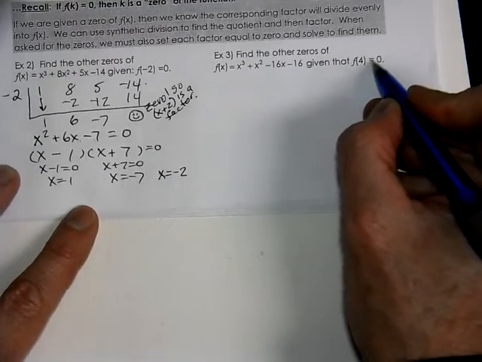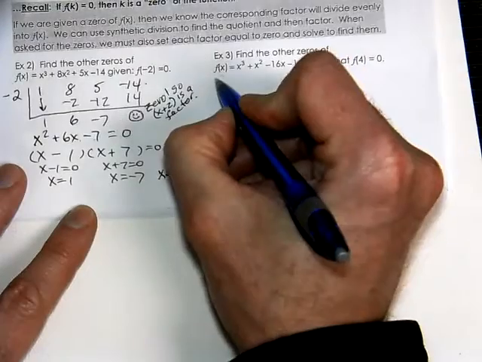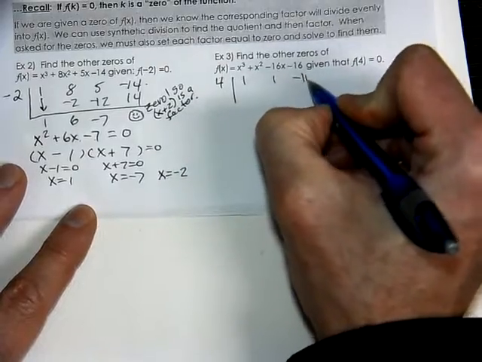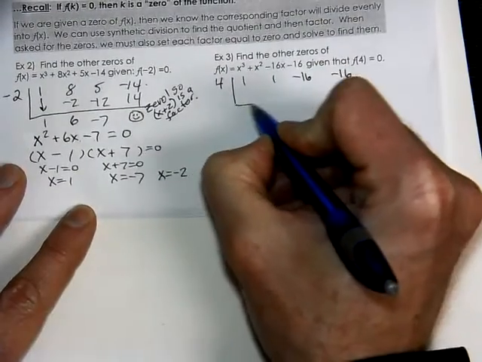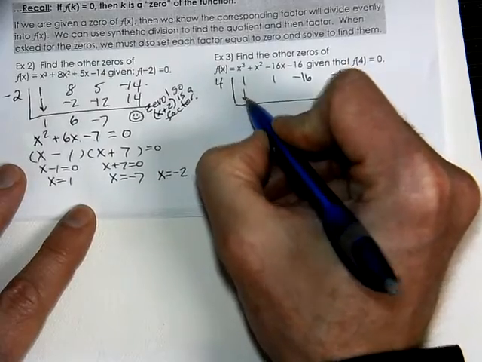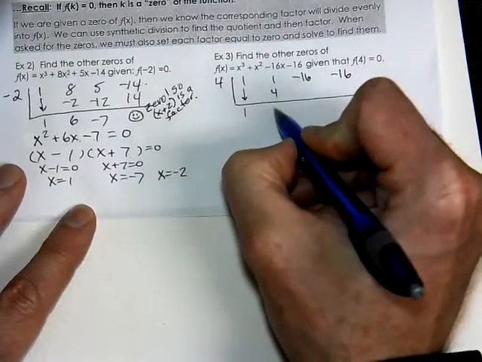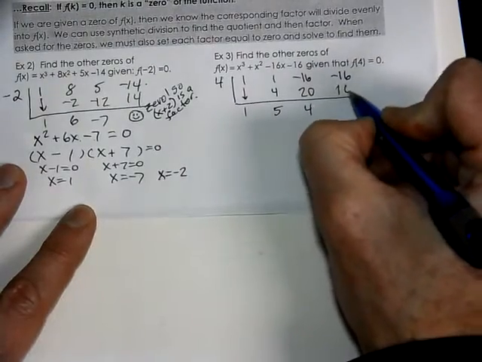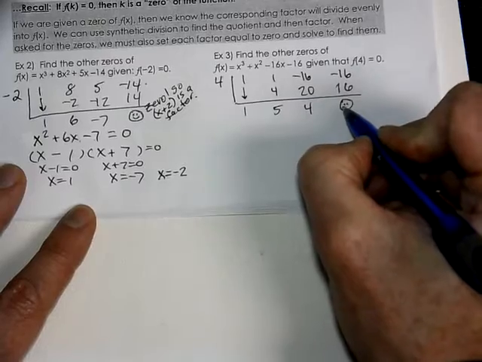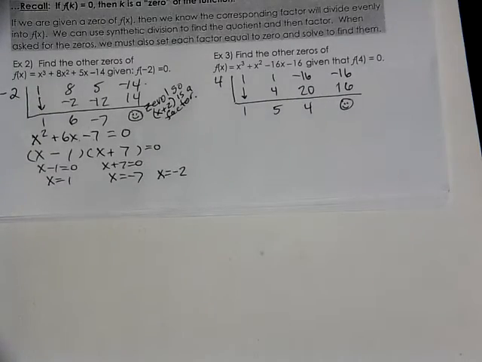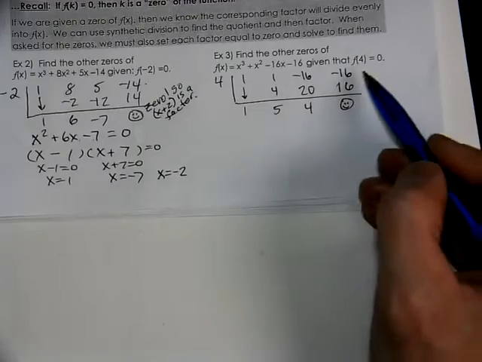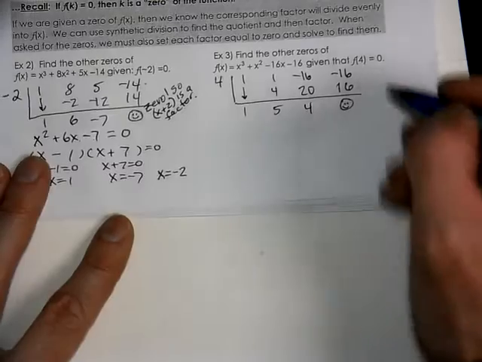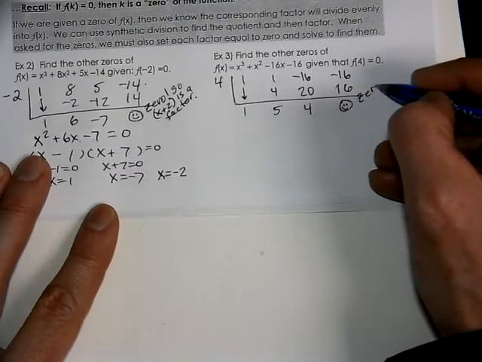So we know that 4 gives us a 0. So we're going to use 4 in synthetic division. 1, 1, negative 16, negative 16. Drop down your 1, multiply, multiply, and multiply. Oh, goody. That gives us a 0. Not a big surprise. They told us it was going to be a 0. But it's nice to see that it actually produces a 0. So we get all excited and we say 0.